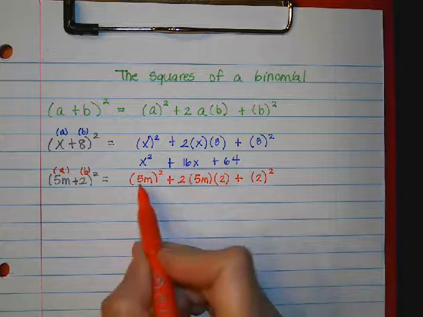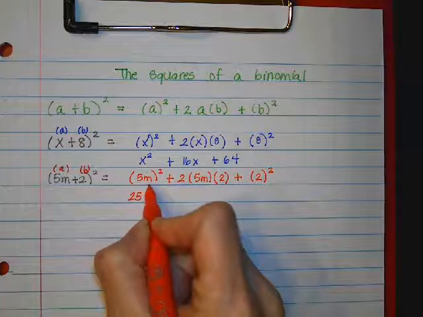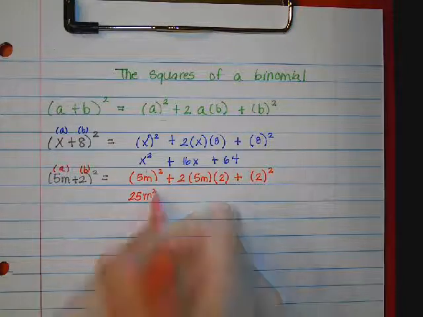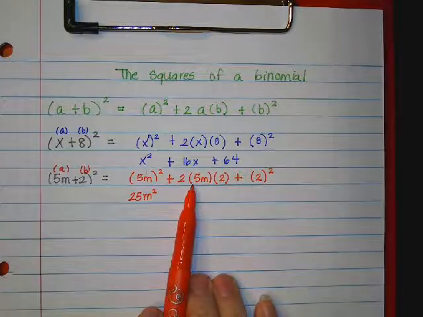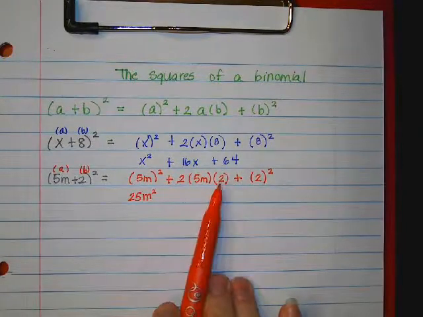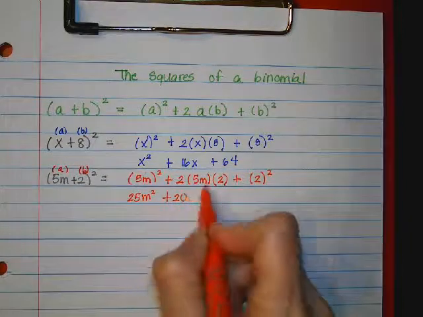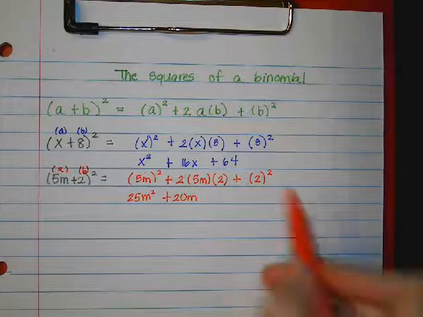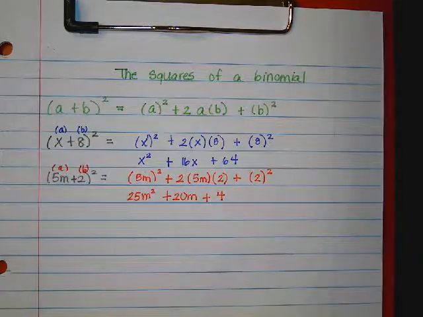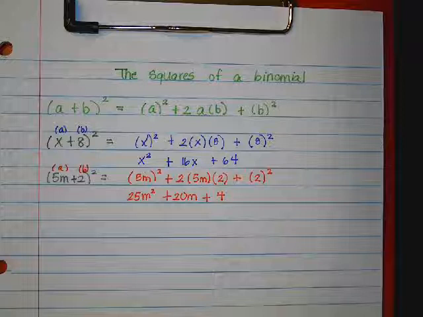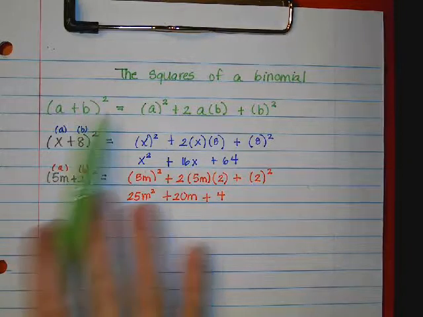I'm going to do 5 times 5, which is 25, and m times m is m squared. Multiply our coefficients. 2 times 5 is 10, times 2, 20. And then we have the variable m. And then we're going to do plus 2 times 2, which is 4. Final answer. Alright, that's when we do the sum of the squares. We square the sum of a binomial.